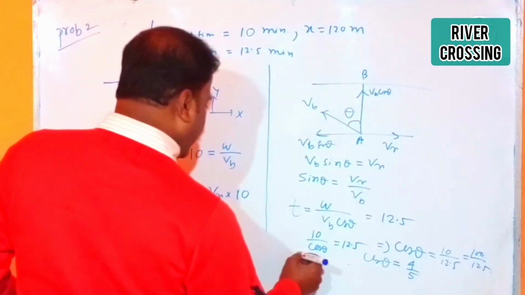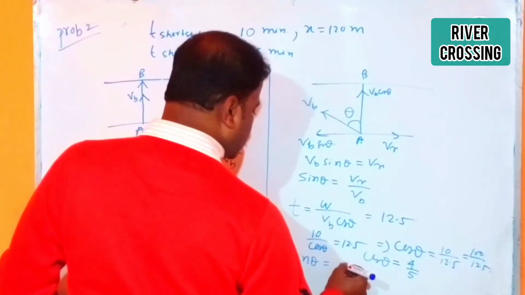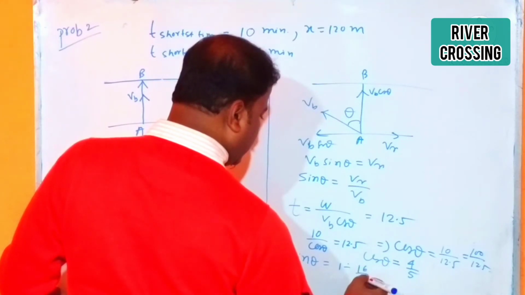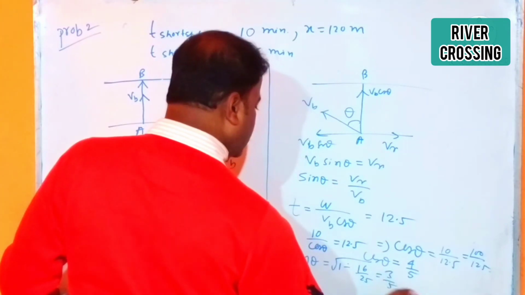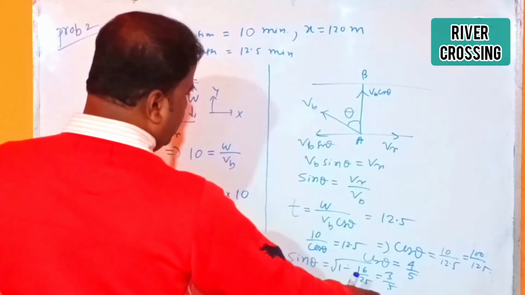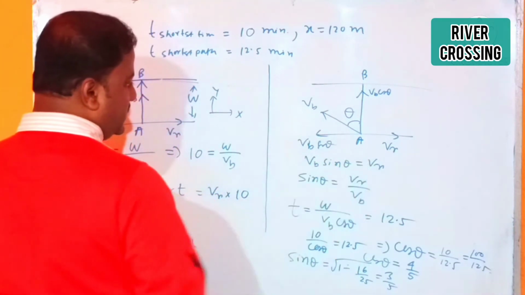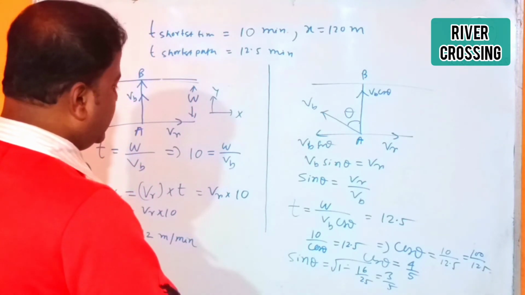Now we can calculate sin theta equal to the square root of 1 minus cos square theta, that is 16 by 25 under root, and this is 3 by 5. Sin theta equal to 3 by 5. Now if we substitute the value of sin theta and VR, then we get VB. Then what is VB?